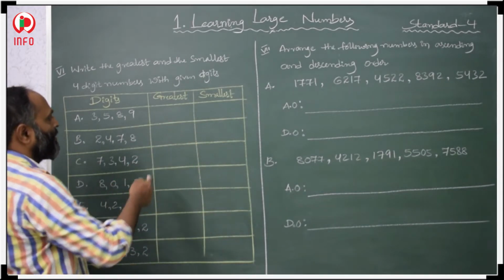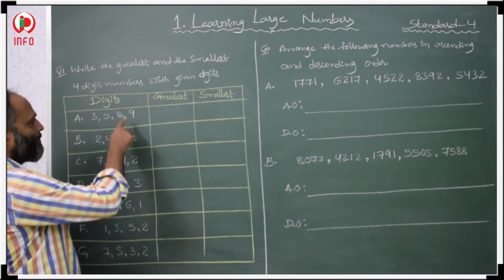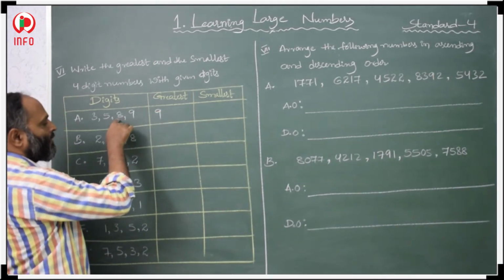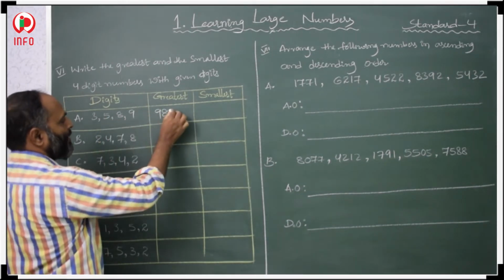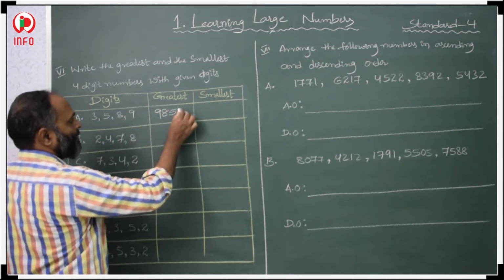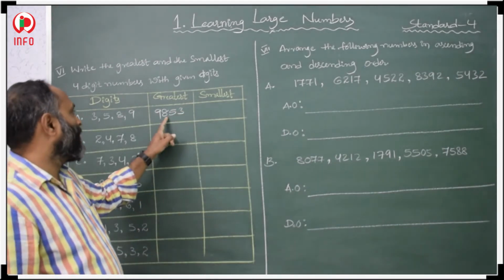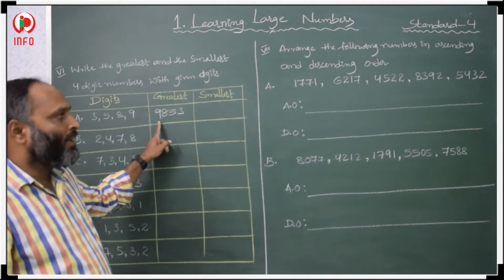For the greatest number, from this group of numbers, we have to take the bigger one. So 9 is the biggest one. First we take 9, then the smaller than that is 8, then smaller than that 5, and smaller than that 3. So 9853. This number we prepare by using these digits. This is the greater number.